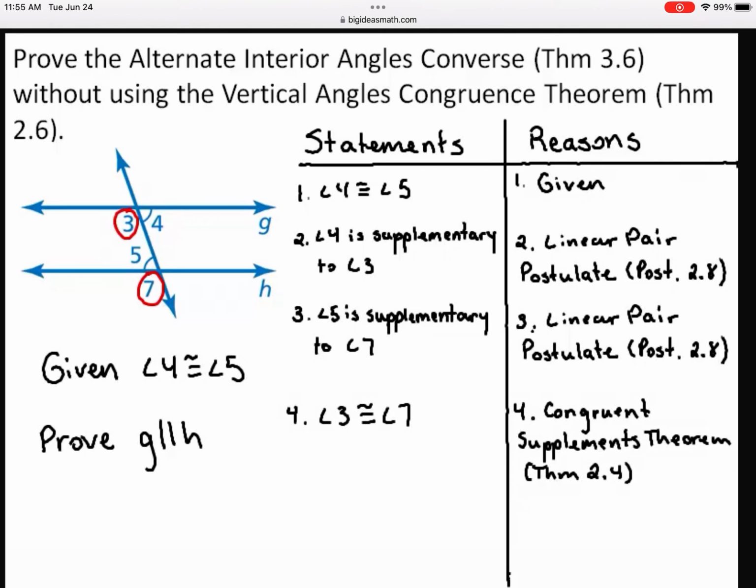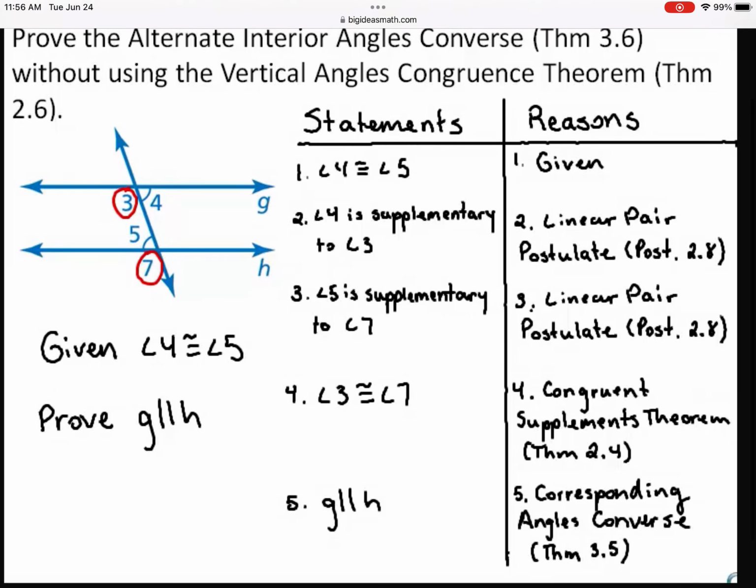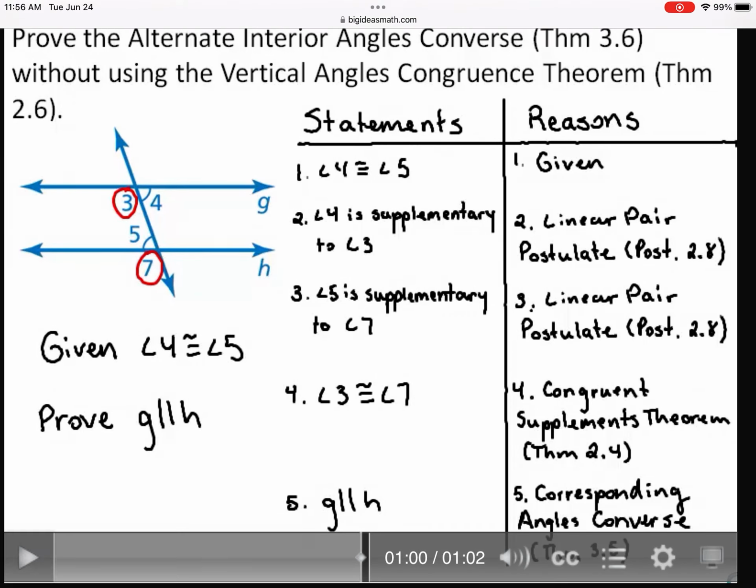Then angle 3 is congruent to angle 7 because of the congruent supplements theorem, which states that if two angles are supplementary to the same angle, then they are congruent. So because angle 3 and angle 7 are supplementary to angle 4 and angle 5, and angle 4 and angle 5 are congruent, then angle 3 is congruent to angle 7. So line G is parallel to line H because of the corresponding angles converse.